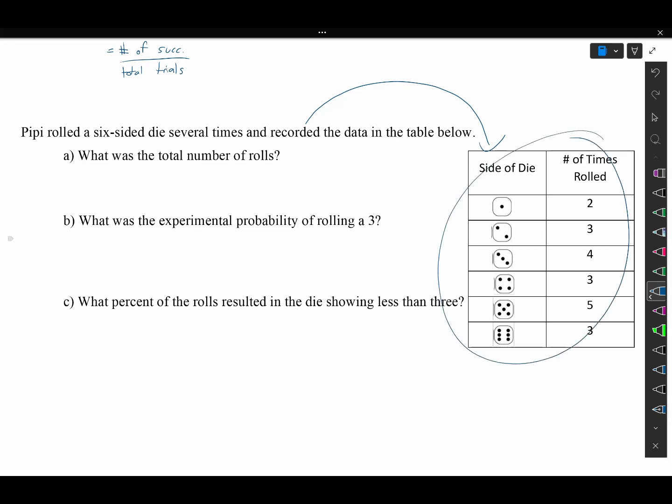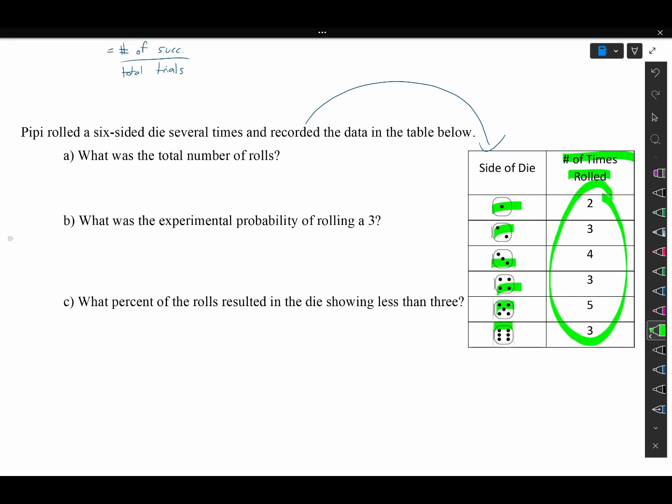From all of this data that Pippi observed, we need to take a look and see the total number of rolls. That's nice and easy. We're looking at the number of times that each number was rolled, and we can see the totals down in here. If that's the case, then our total number of rolls is going to come from 2 plus 3 plus 4 plus 3 plus 5 plus 3. That is our total. And that's equal to 20 total rolls, nice and easy.